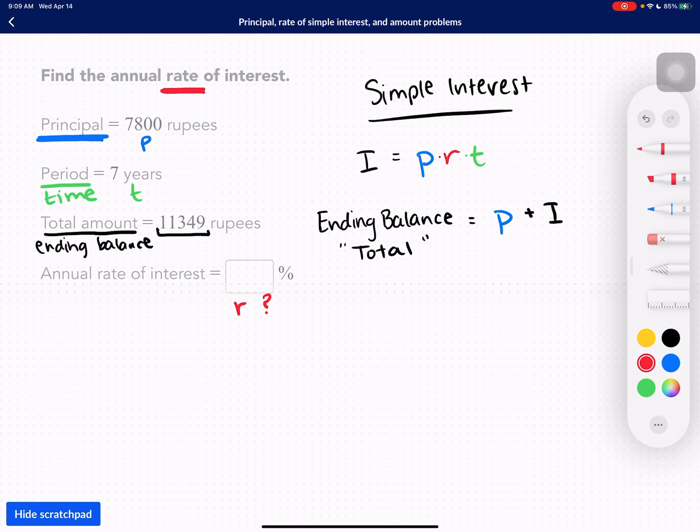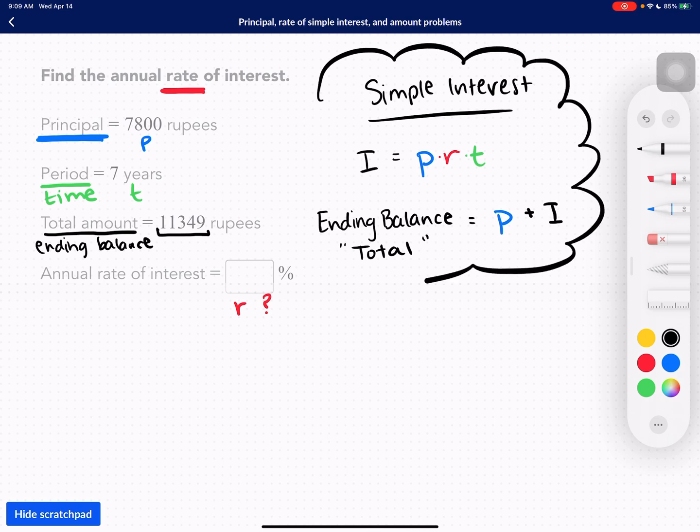We need to find the rate. Okay? So, first of all, we know the ending balance. So I need you guys to make sure to write this down. We're going to use this a lot. Okay? So if you have not yet, pause this video and write that down. So we know that our total, or the ending balance, is equal to the principal plus the interest.